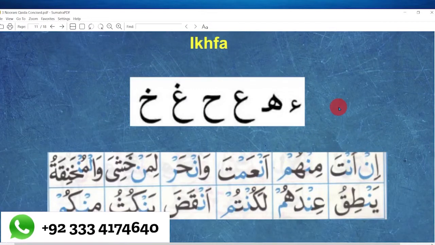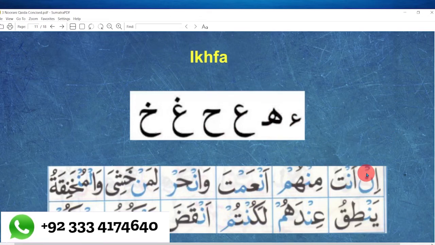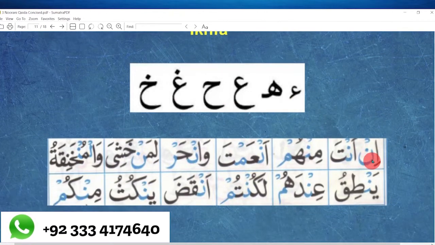Alright, now we will learn about the ikhfa rule. So these are the throat letters: Hamza, Ha, Ain, Ha, Ghain, Kha. And if Noon has a jazm on it and the next letter belongs to one of the throat letters, then we do not apply ikhfa, read the Noon normally.